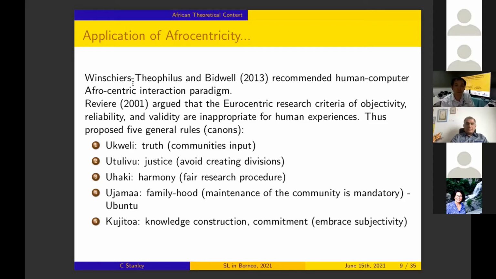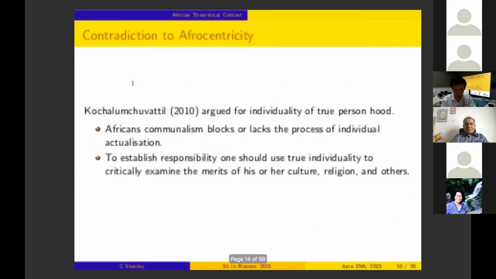And then thirdly, harmony, uhaki, fair research procedure. So whatever you do in your research procedures, they should be fair. Uyahama, familyhood. So maintenance of the community is mandatory. And that is sometimes in the SADC referred to as Ubuntu. In our language, we call it Oundu. And then lastly, the fifth canon, knowledge construction commitment: we must embrace subjectivity.